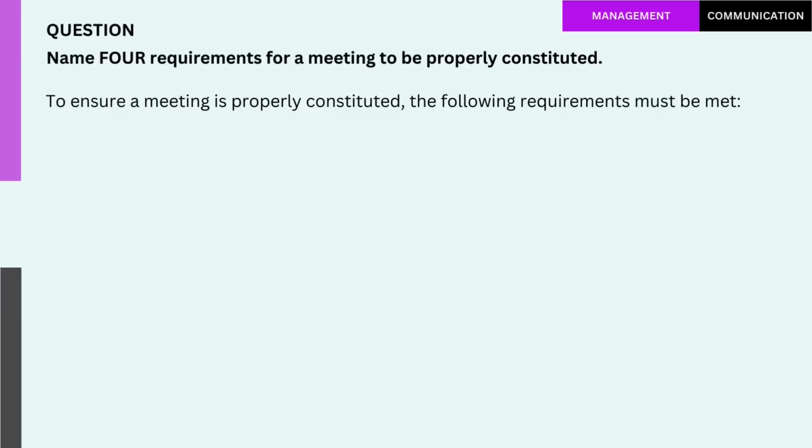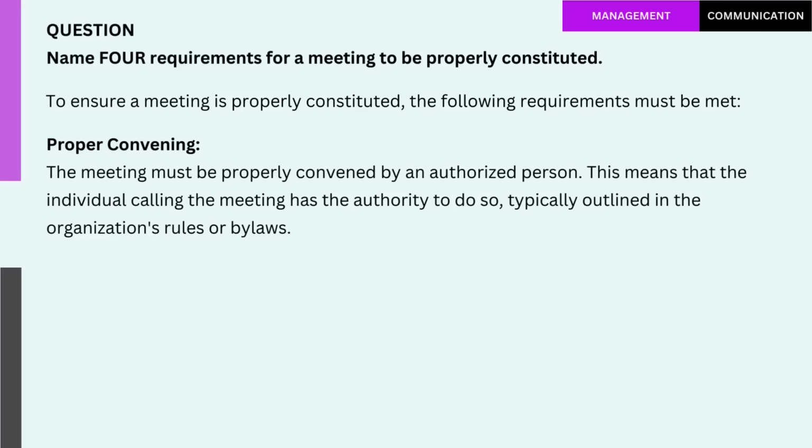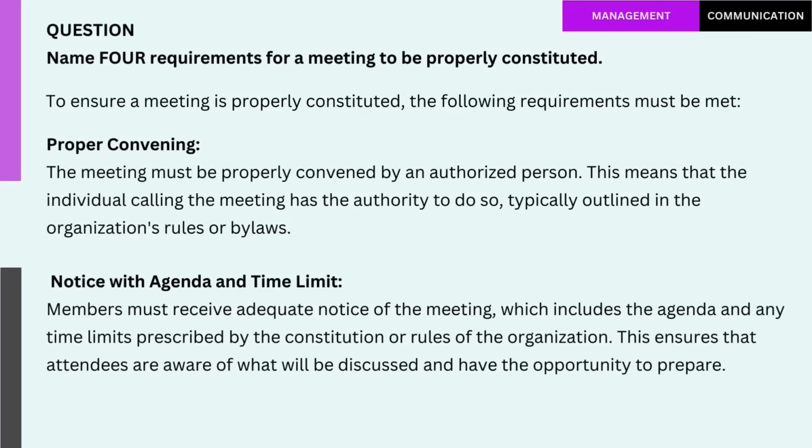Question. Name 4 requirements for a meeting to be properly constituted. To ensure a meeting is properly constituted, the following requirements must be met. 1. Proper convening. The meeting must be properly convened by an authorized person. This means that the individual calling the meeting has the authority to do so, typically outlined in the organization's rules or bylaws.